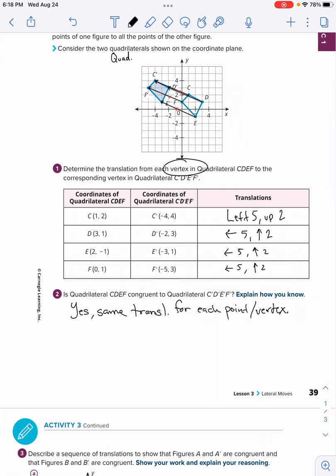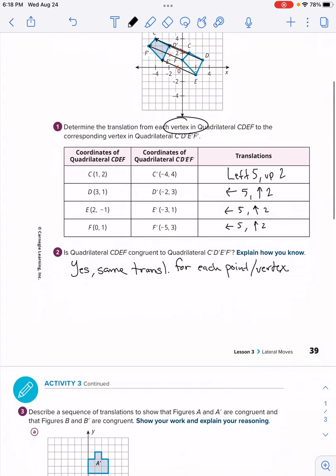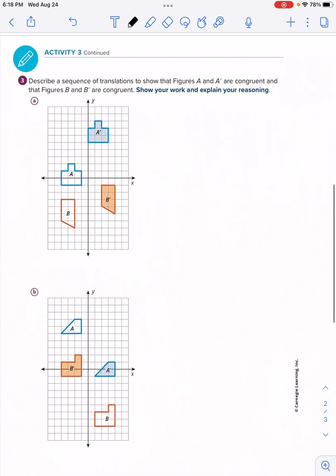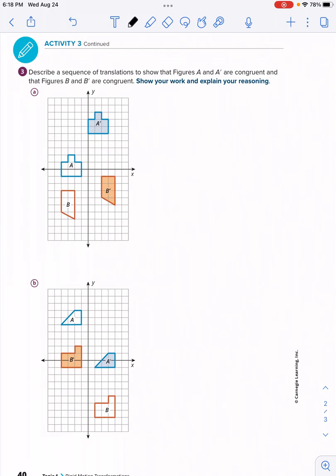All right, good work there. Moving on to the next page. And if I'm going a little bit too fast, maybe just pause it. Make sure you get what you need to get, and then we can move on.